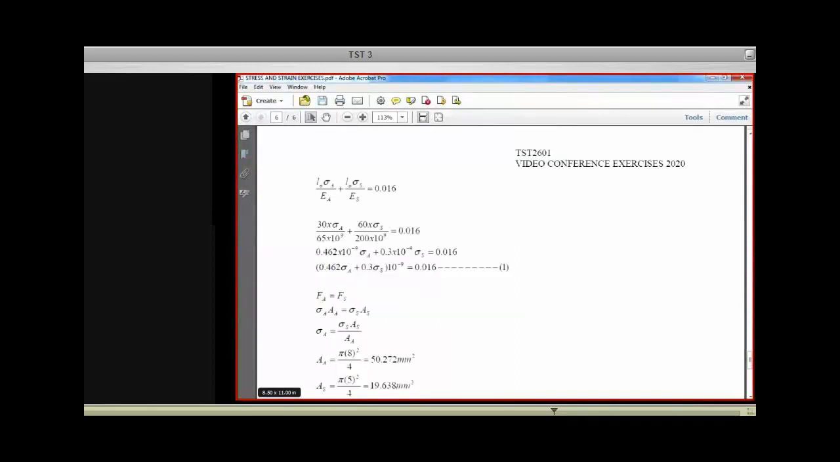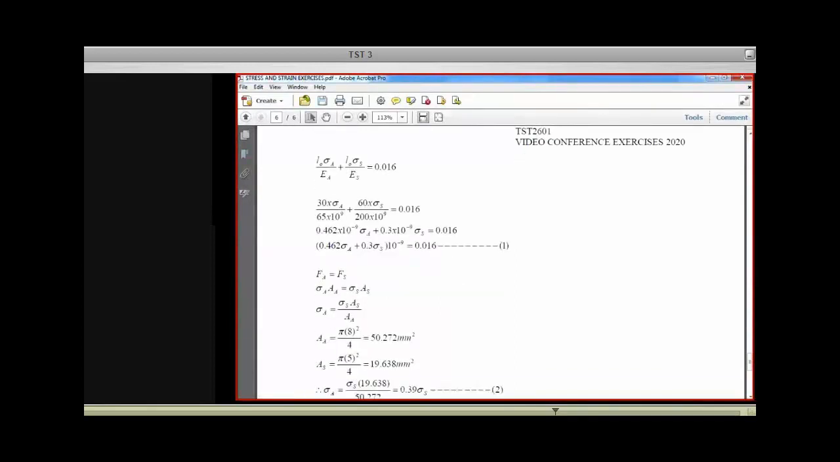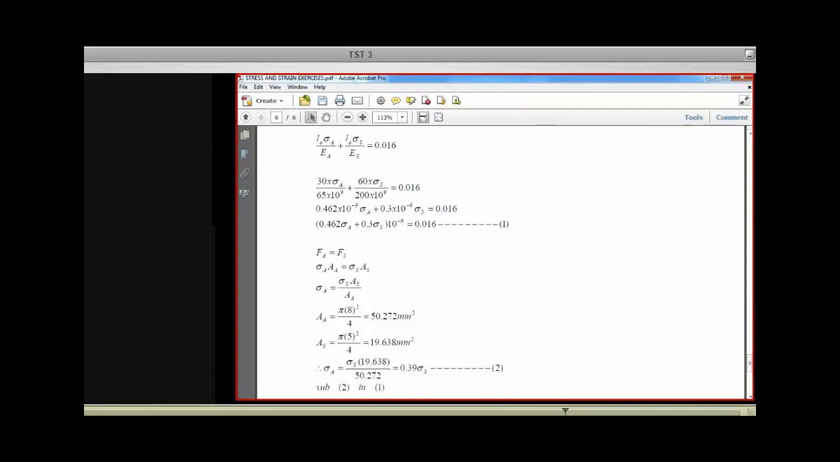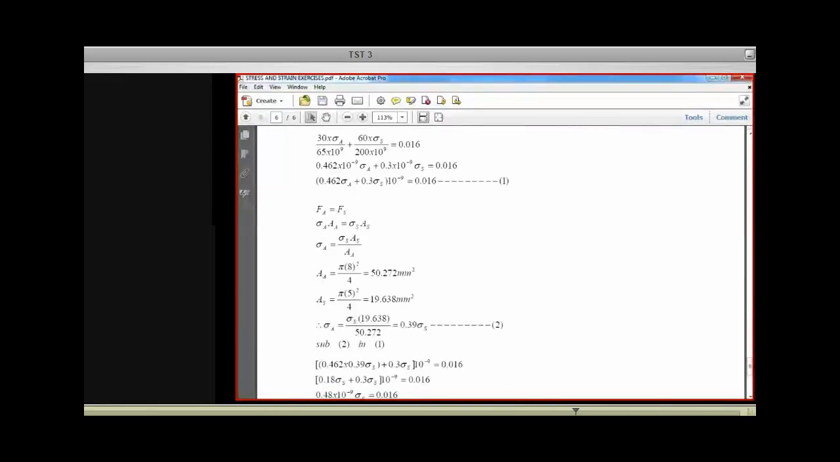And this force can also be written in terms of stress. Remember, stress is what? Force over area. So force can be stress multiplied by the area. So we prove that the stress of A times the area of A is equal to the stress of B times the area of B. So we put the stress as the subject of the formula of A, and it's easy to calculate the area because we know the dimensions. So we calculate the area of the aluminum, we calculate the area of the steel.